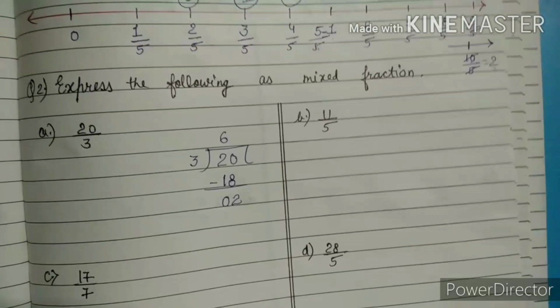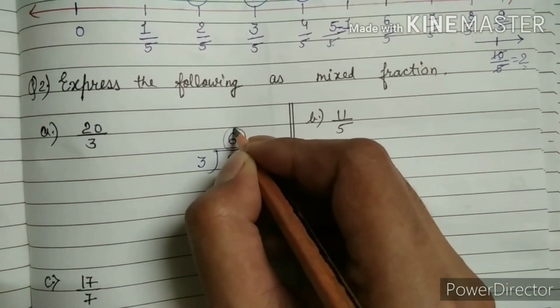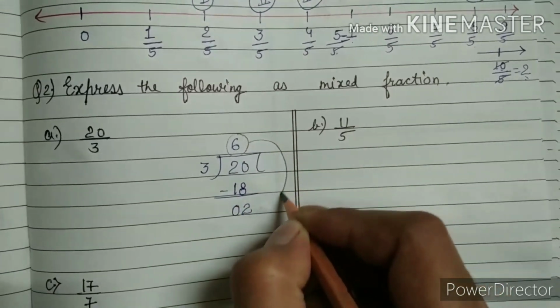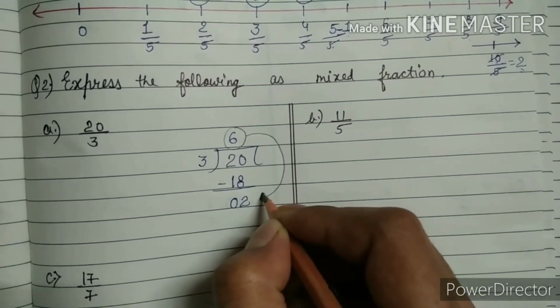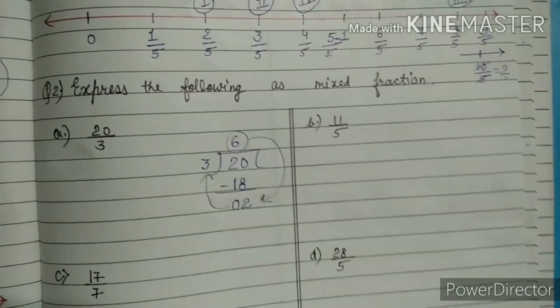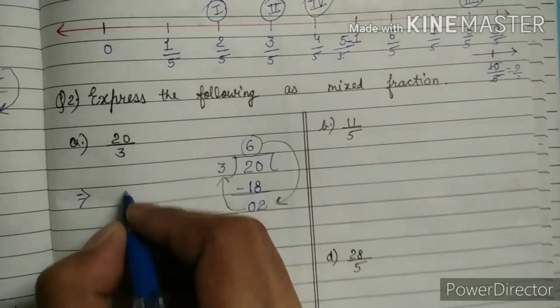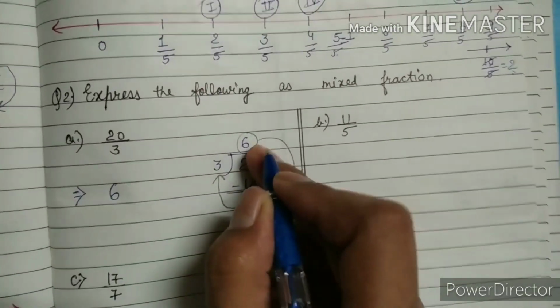Now we have to start from the top. Okay, we have to start from the top, and right, we have to go clockwise. Now from 2 we have to go on 3. Okay, where we have to start? We have to start with 6. So 6 is the whole part.